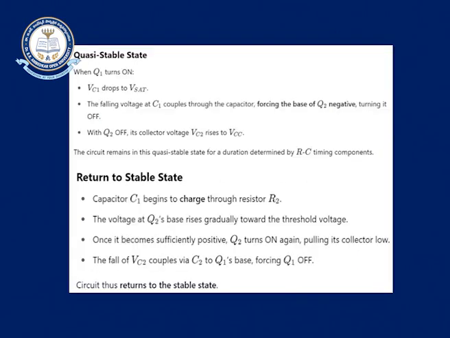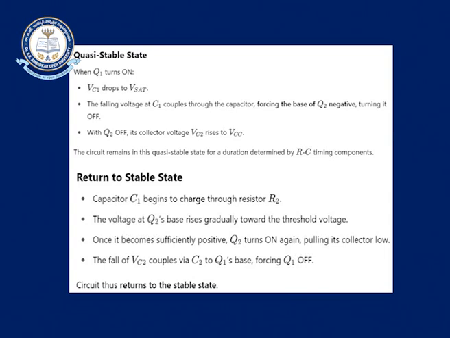Previously we have discussed these things for the astable multivibrator. The same thing we are going to follow for the monostable multivibrator here. So the transistor which is in on condition means the voltage drops to the saturation voltage, and the capacitor voltage at coupling capacitor C1 is forcing the base of the transistor Q2 to go negative.